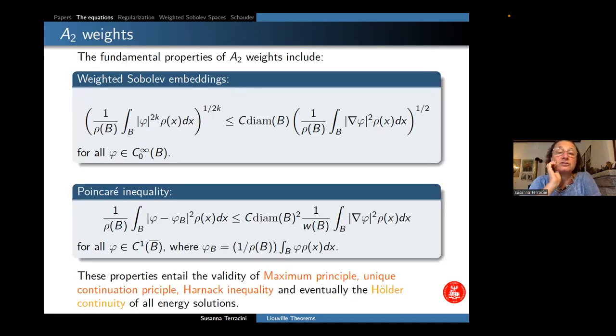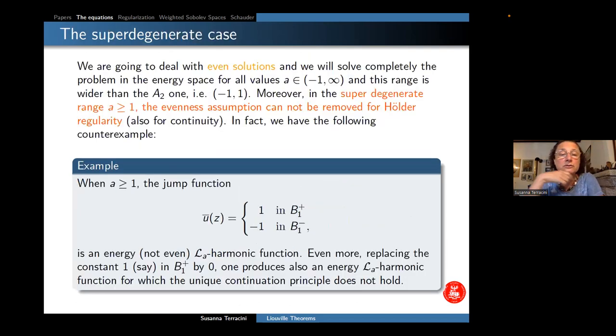In this case, there are weighted Sobolev embeddings and the Poincaré inequality. And this property entails the validity of the maximum principle, unique continuation, the Harnack inequality, and eventually the Hölder continuity of all solutions. But as I said, we will deal with some boundary conditions. And in that case, we do have solutions also in the superdegenerate case, so we will exit the class of Muckenhoupt weights.